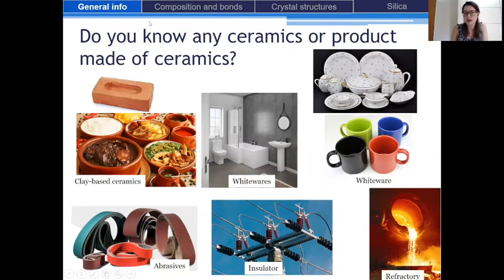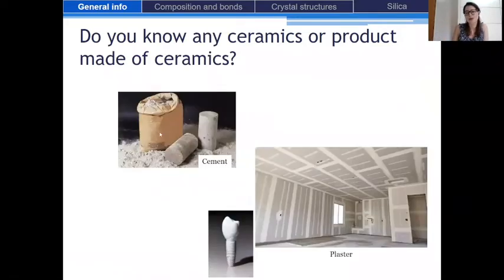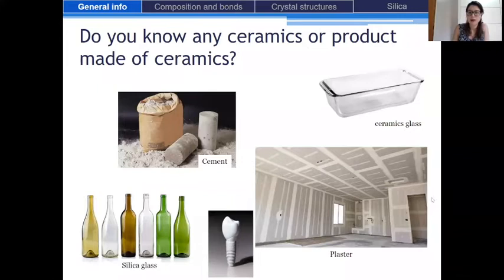So here you can see that this ceramic is used in this pot to create these recipients, since it can sustain very high temperature without any modification. So it is used to create this recipient to melt metals, for example. We also find cement, plaster also. Ceramics are also used for creating dental implants, as this one, as you can see, ceramic glass and silica glass.